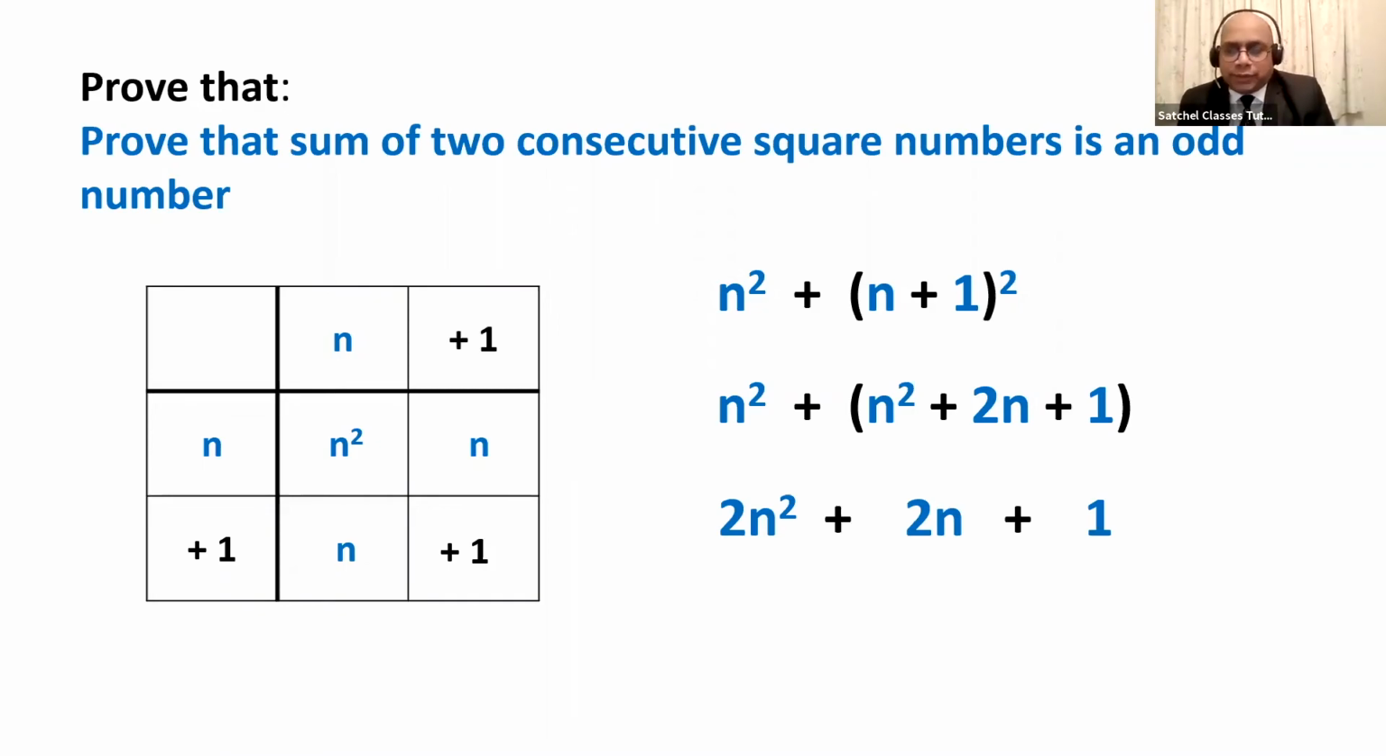What can I take common out of this? From the first 2 terms, I can take 2 common. So I'll be left with 2 brackets n squared plus n, plus 1. Now, if you look at it, 2 times a number, which is an even number, plus 1 makes it an odd number. So that's an odd number. So we have proved that the sum of 2 consecutive square numbers is an odd number.